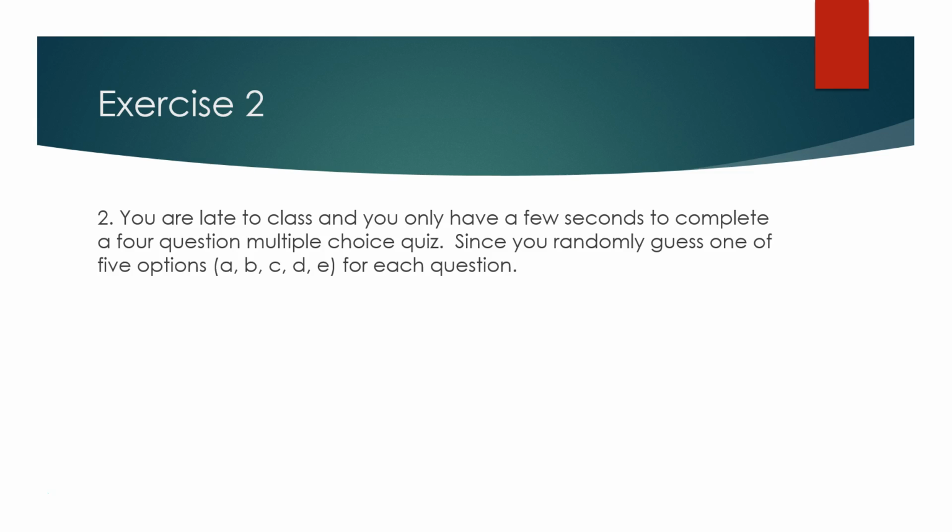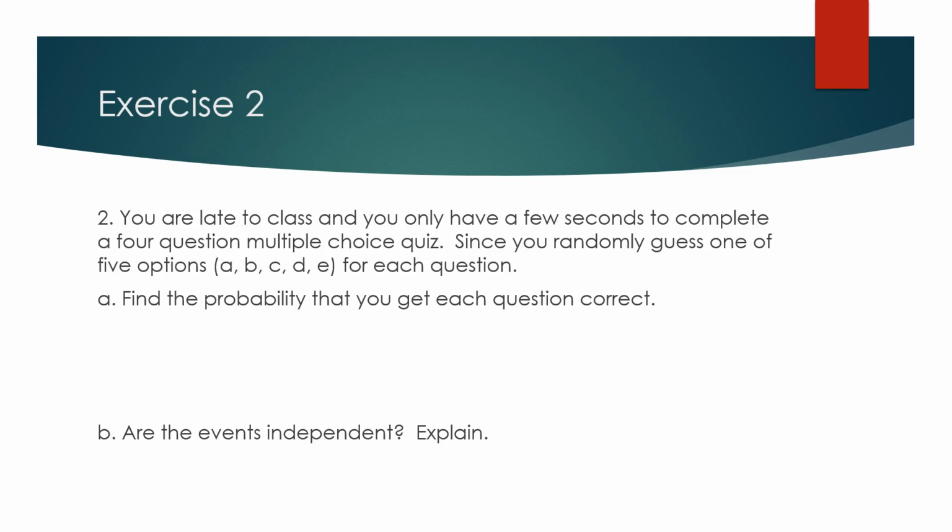So this is another stereotypical example that we will look at. The internet will have this as well. I always like to include these examples because you will see different variations of these, but we will definitely look at the more relatable examples as well. So you're late to class. You have a few seconds to complete a 4-question multiple choice quiz. You guess randomly, and each question has 5 options. Find the probability that you get each question correct. Are the events independent? Explain.